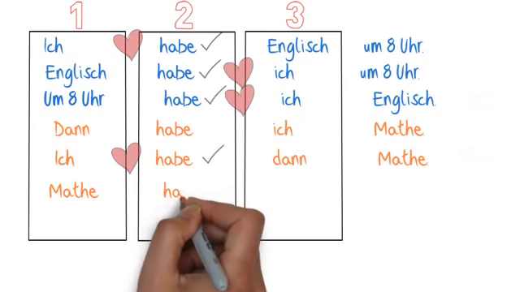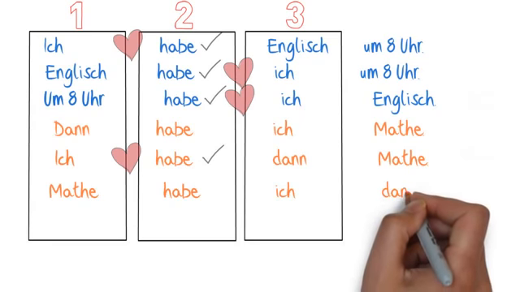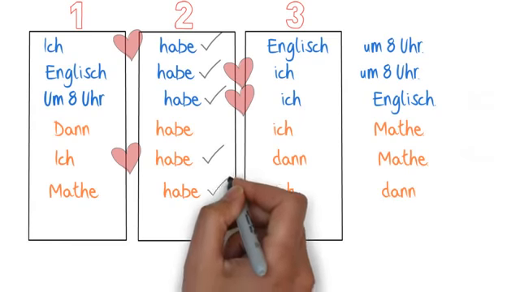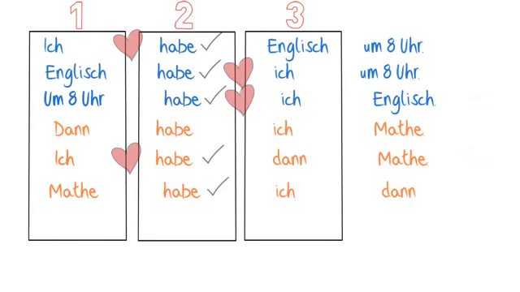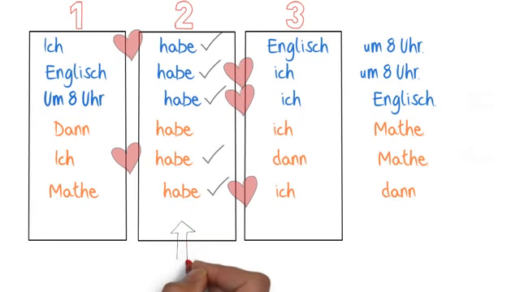We'll do one more variation on this same sentence, but we'll do it right this time. If we start with Mathe, we could say, Mathe habe ich dann. Here, the verb is second, and the subject and verb, habe and ich, are next to each other. So this is a grammatically perfect sentence.